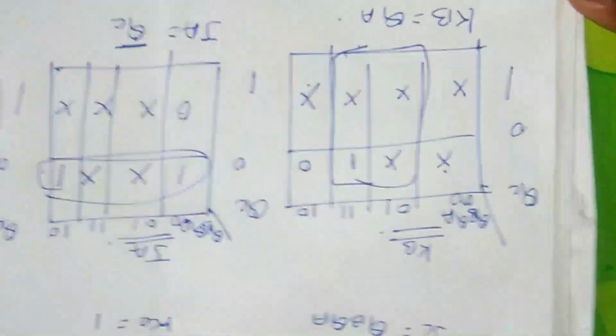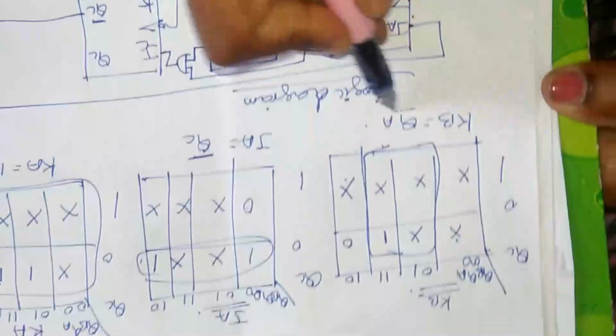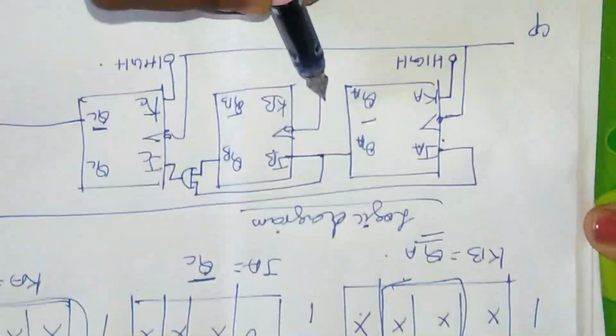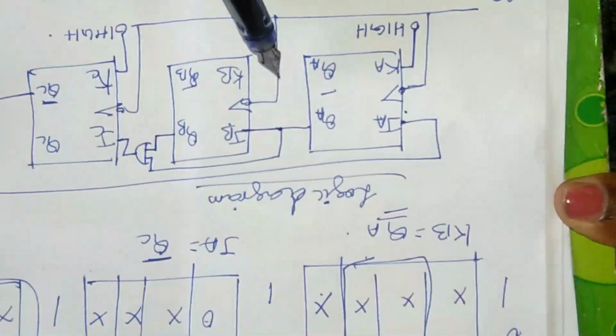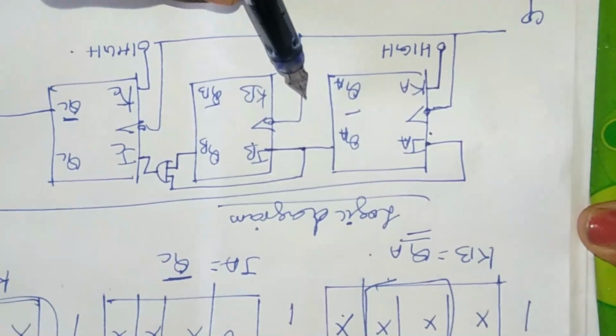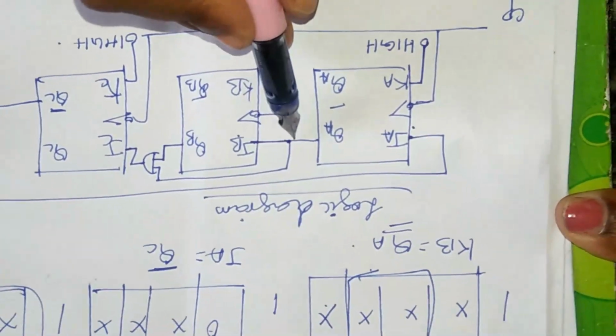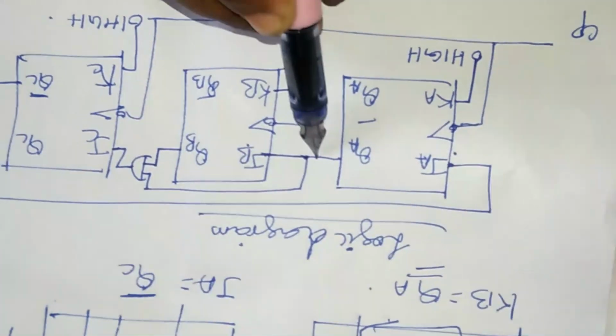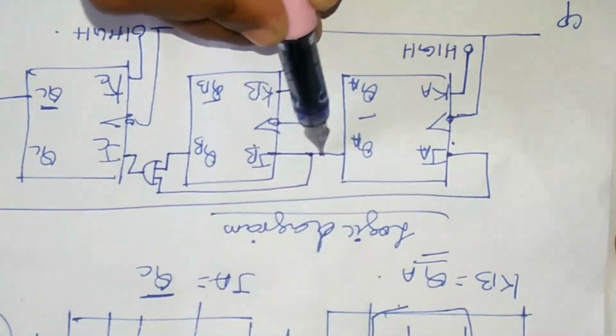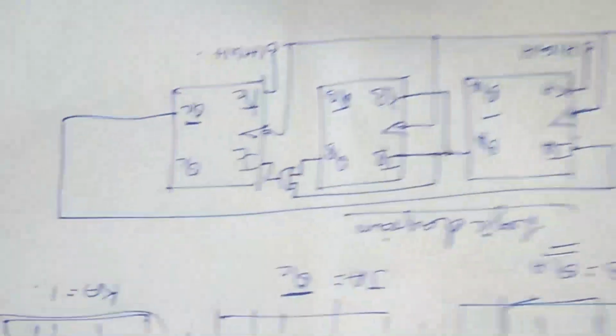So JA, JB, KB. I think I've left out KB. So KB is nothing but QA. I can bring something like this or connect this to QA. So I think my logic diagram is complete in all aspects.